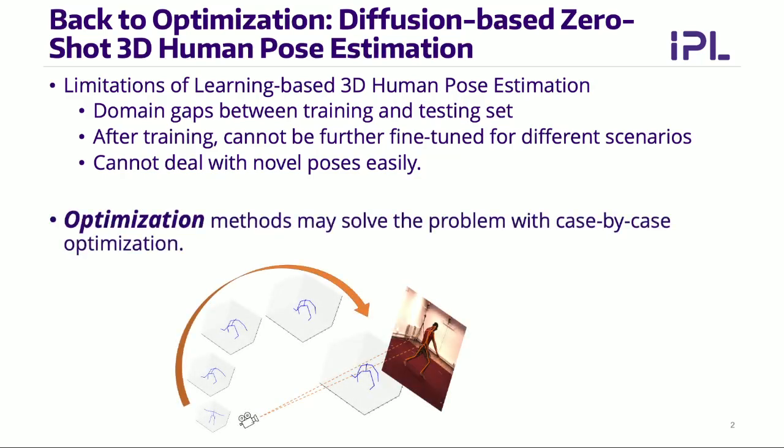Those limitations can be solved by the optimization-based methods by taking advantage of case-by-case optimization pipeline. However, existing optimization methods cannot achieve comparable pose estimation results with learning-based methods. Therefore, by utilizing a diffusion-based pose generation model, we propose the ZeDO, a diffusion-based zero-shot 3D human pose estimation pipeline.